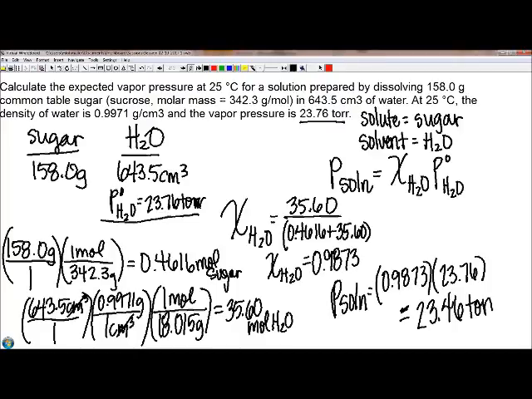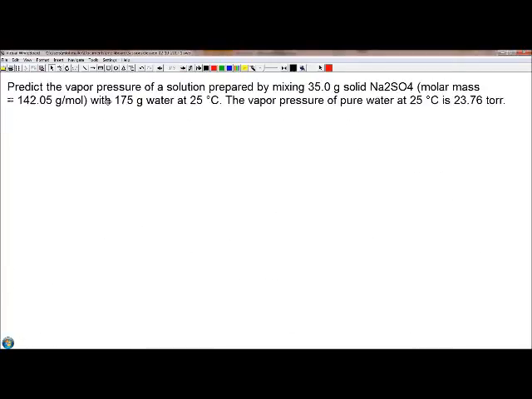And I'm going to put torr because the pure solvent's vapor pressure was in torr. All right? Not too bad. We're going to do example 5 now because it's a little bit different. In example 5, we're using an ionic compound instead of a molecular compound like sugar. And so when you have an ionic compound, you have to take into account the number of ions that are dissolved or present when it is dissolved.